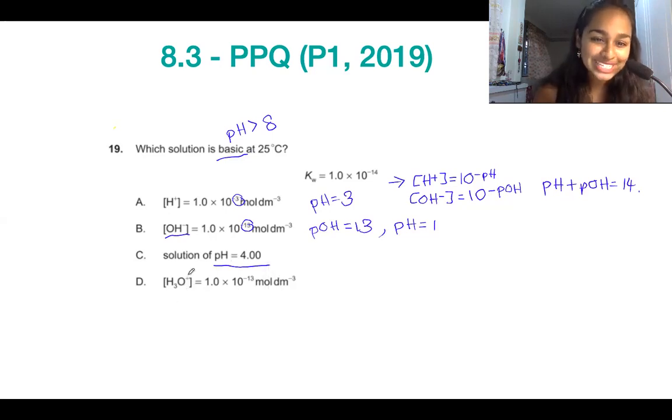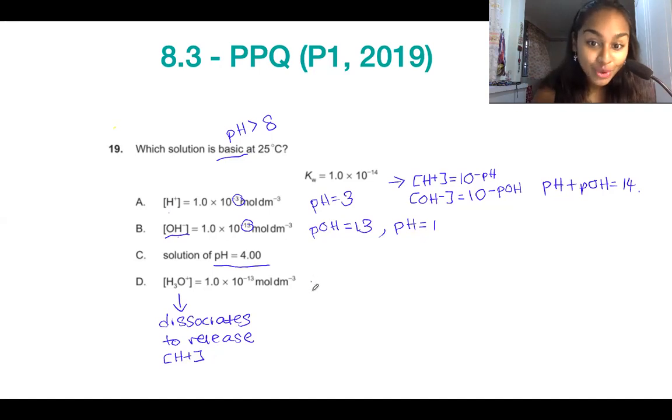So this is a bit tricky because it's not quite H plus and it's not quite OH minus. H3O plus, however, dissociates to release H plus. So we can sort of use it to give us the concentration of hydrogen ions. Therefore, we can work out over here that pH is 13 because we can assume that this is also the concentration of H+. So now let's have a look.